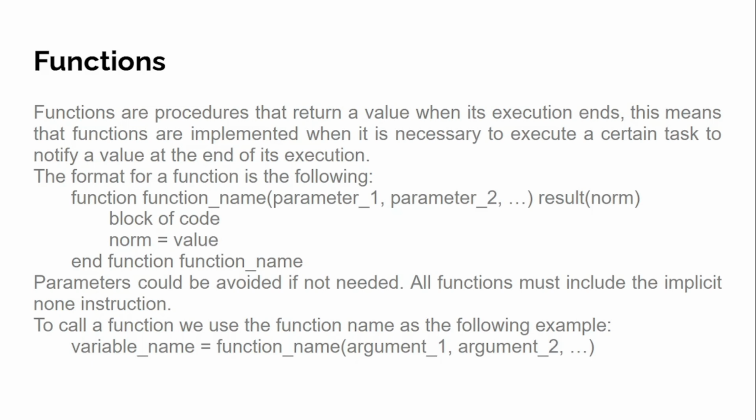Parameters could be avoided if not needed. All functions must include the implicit none instruction. To call a function, we use the function name as in the following example: variable name equals function name, argument 1, argument 2.